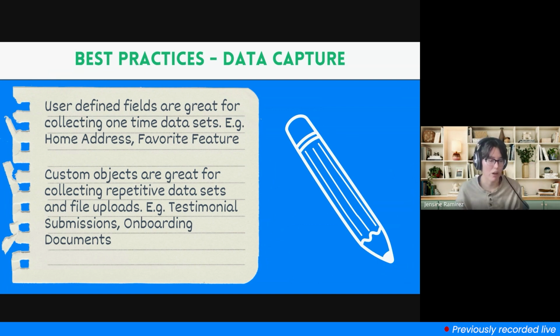Another one would be onboarding documents. Maybe you get one set of documents your first month, and then your third month you get another set of documents. You don't want those documents to be overwritten. You just want a new record of it. So that is what custom objects are good for. And file uploads: you can't do file uploads with user-defined fields. You can add files to contact records, but there's not a user field type for files. Because of that, if you want to collect files, which includes documents, images, PDFs, etc., use custom objects, and you can do that.